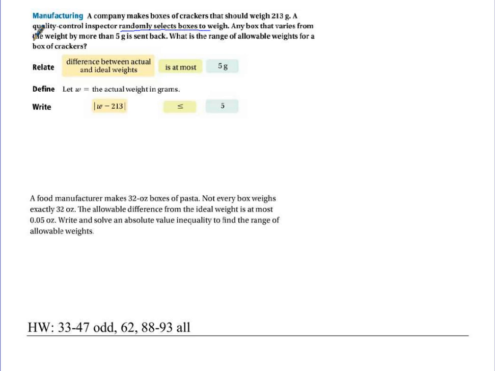Any box that varies from the weight by more than 5 grams is sent back. What is the range of allowable weights for a box of crackers? They want the crackers to weigh 213 grams. If you ever look on a package, it'll say net weight is. Our net weight is going to be 213 grams. It could be off by a little bit either way. The whole thing, they just take the box and all the stuff and put it on a scale. They want it to be 213 grams. But if it's off by more than 5 grams, either way, then they're going to send it back.